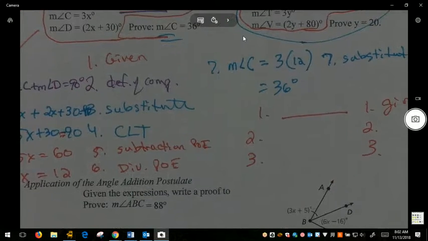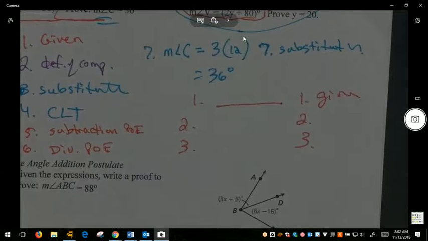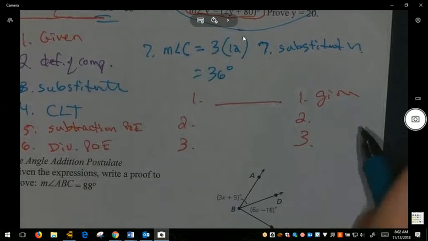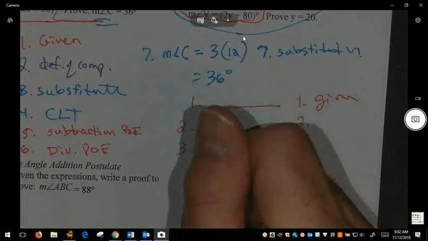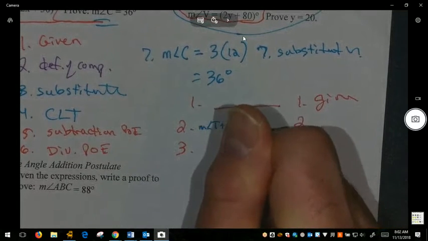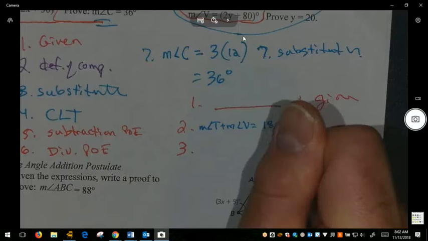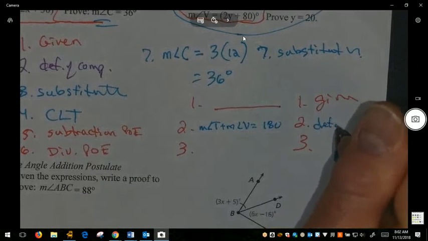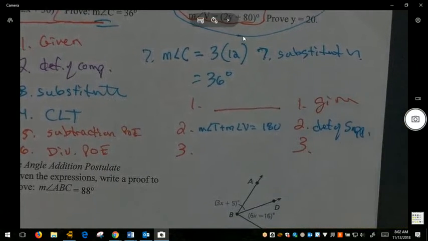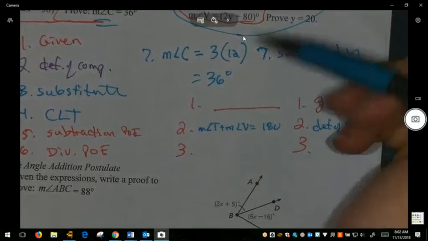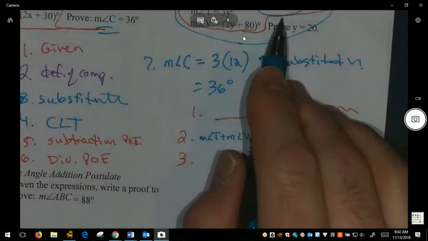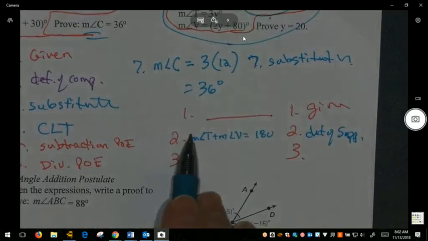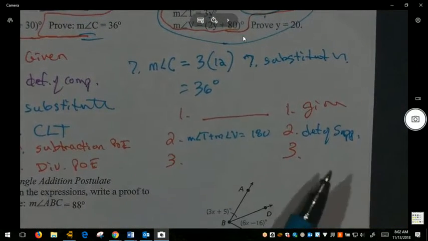So who's pretty confident they have the first line after the given correct? Blake. So I did measure of angle T plus the measure of angle V equals 180. I said that was the definition of supplementary. Perfect. Definition of supplementary. Measure of T plus measure of V equals 180. Because that was the given information. You saw that key word that they're supplementary. Now you can build an equation. If it helps you for this, it's going to help us.